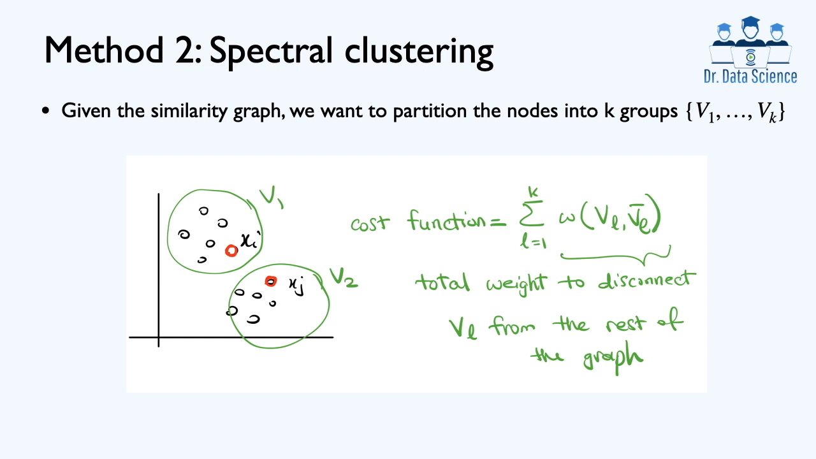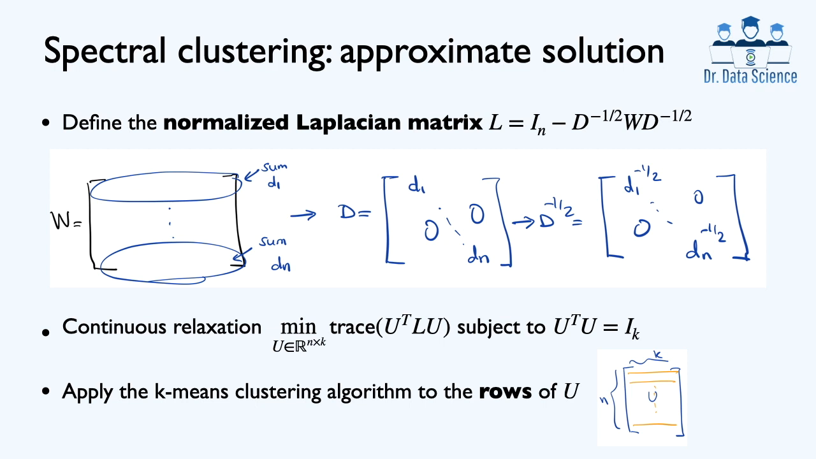So now, like k-means clustering, we can show that we cannot solve this problem exactly, and we have to again resort to approximation methods. So in order to understand the spectral clustering algorithm and the approximate solution, it's important to start by defining the normalized Laplacian matrix.